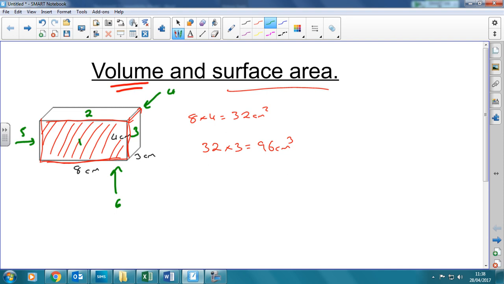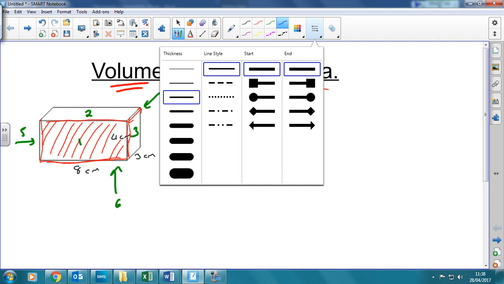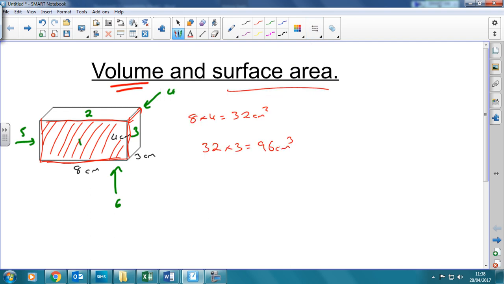Now what we're going to do is work out the area of each of those sides. If we have a look at number 1 and then number 4, this is an 8 by 4 rectangle. So we've got 8 times by 4, which as we said a second ago was 32 centimetres squared. But we've got 2 of those, so we're going to times that by 2. So that's going to be 64 centimetres squared.